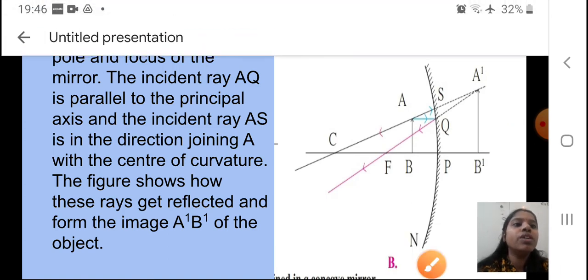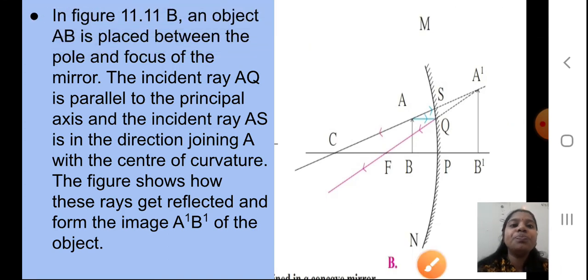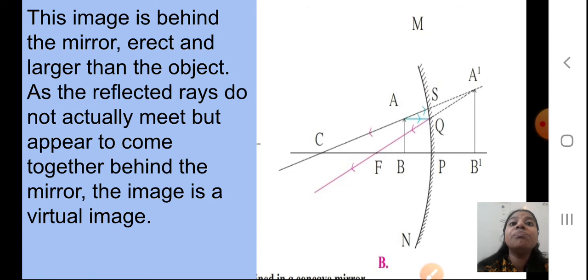Okay, students, so we'll just continue. This image is behind the mirror, as I told you, erect and larger than the object, as the reflected rays do not actually meet but appear to come together behind the mirror. So there you saw in the first diagram the reflected rays came and met at one point.